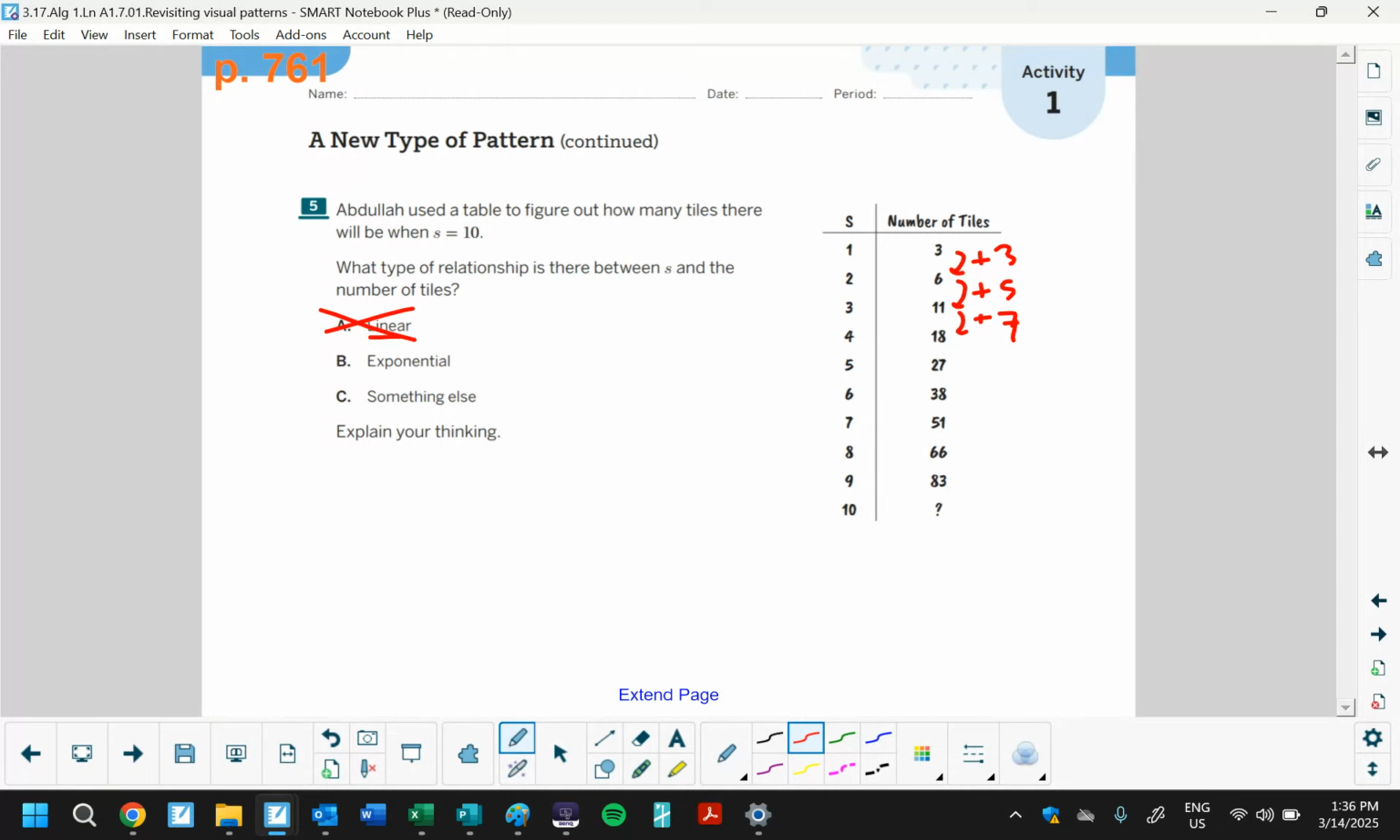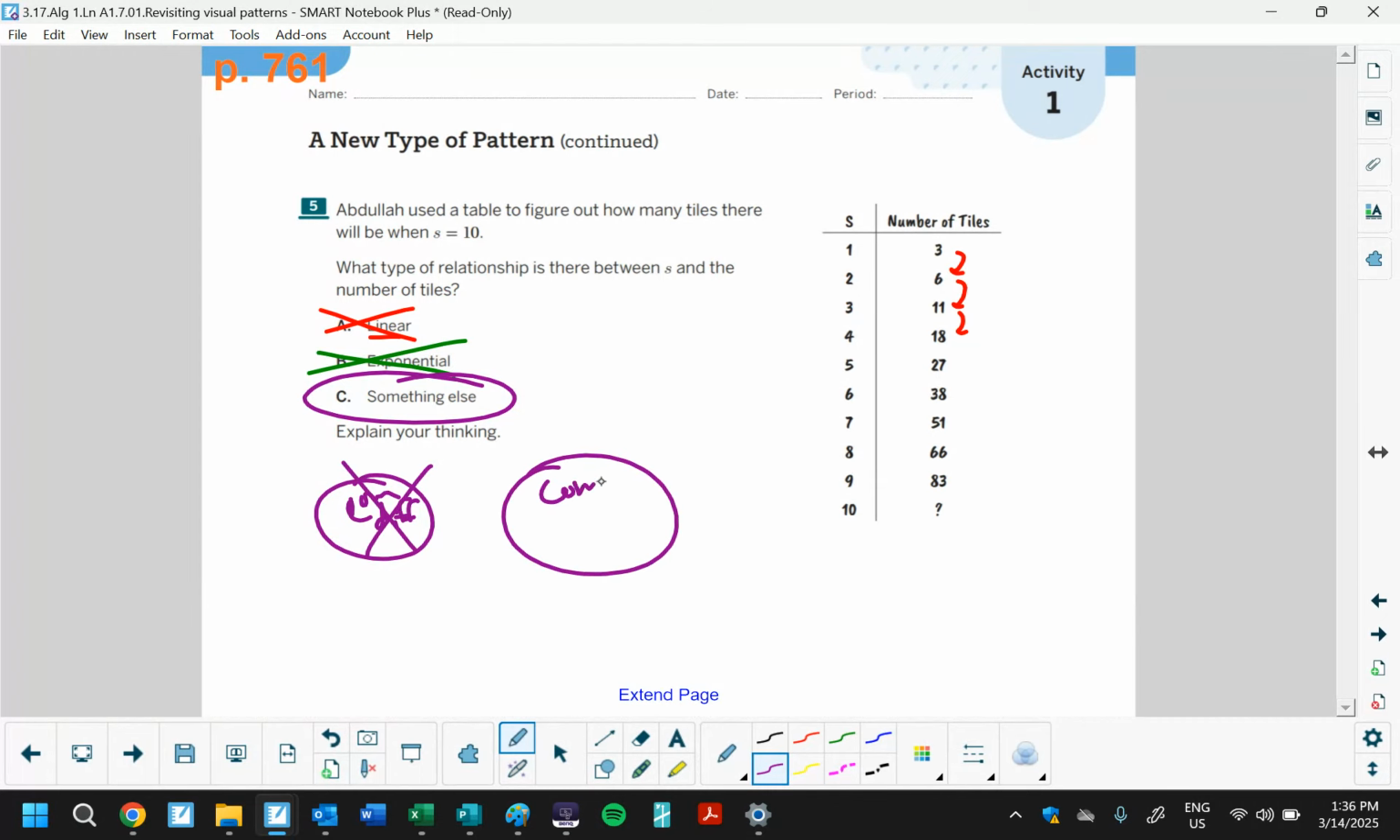There goes A. Now we take a look to see if there is a multiplicative difference. So in this particular case, 3 times 2 is going to give us 6, but 6 times 2 does not give us 11, nor does 11 times 2 give us 18. There is no common ratio as well, which means what we're heading to here is there's something different going on. There is a new type of pattern here. It does not have a common difference, nor does it have a common ratio.